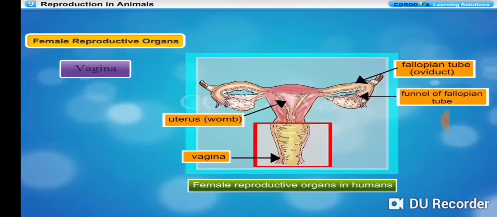Vagina. The uterus opens into a wide muscular tube called the vagina, which opens to the outside of the body. In females, the vaginal opening and urinary opening are separate, unlike in males. The female reproductive system also has mammary glands for nourishment of infants.